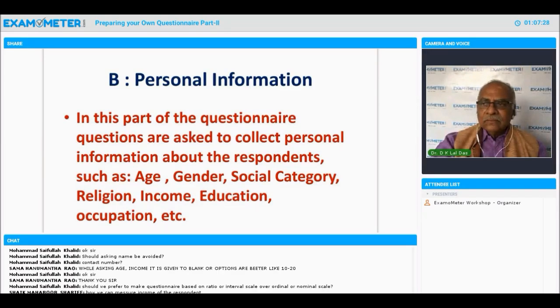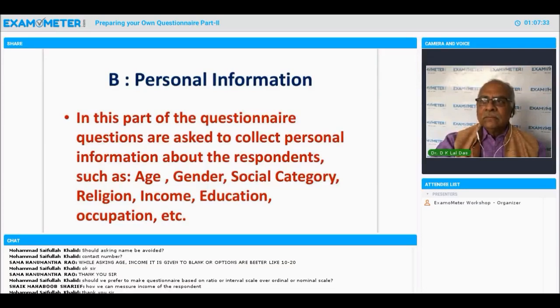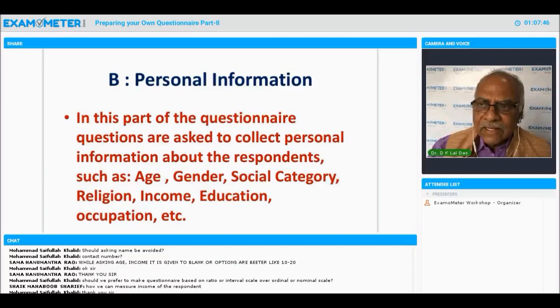How can we measure the income of the respondent? I think he's asking after we have collected that accurate data. No, you need not measure. You have to ask what is his salary, what is his income, and let him give what he gets. What exactly do you mean by measurement?